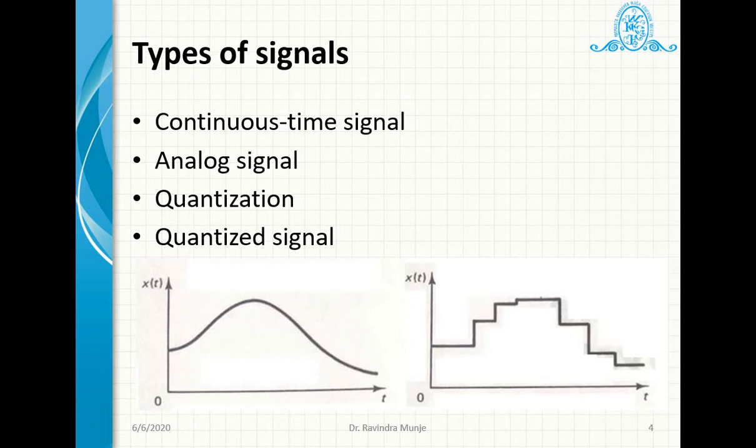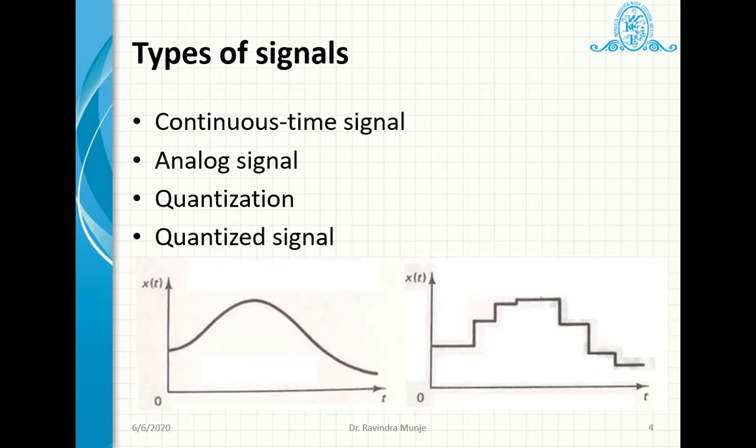The amplitude may be a continuous range of values or a finite number of distinct values. Here the amplitude is a continuous range of values, and here the amplitude takes a finite number of distinct levels. So this is one level, this is another level, this is a third level, and likewise. Both are continuous time signals, but this is an analog signal and this is a quantized signal. An analog signal is defined over a continuous range of time whose amplitude can assume a continuous range of values.